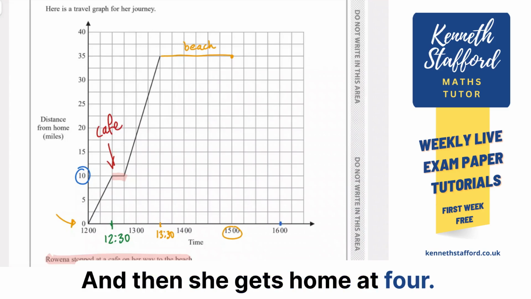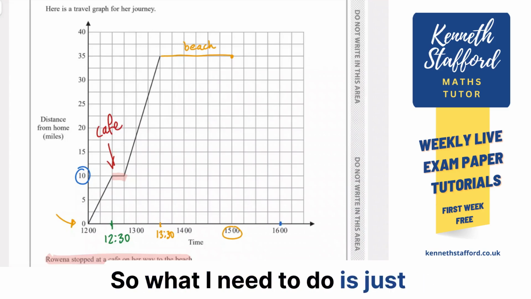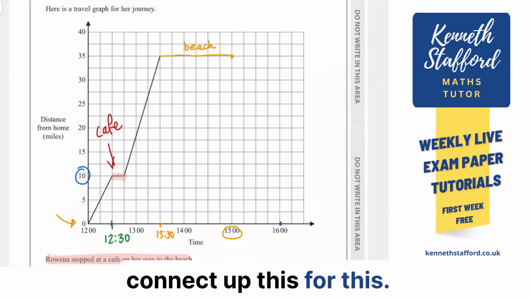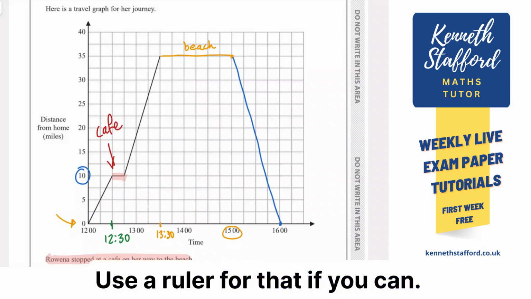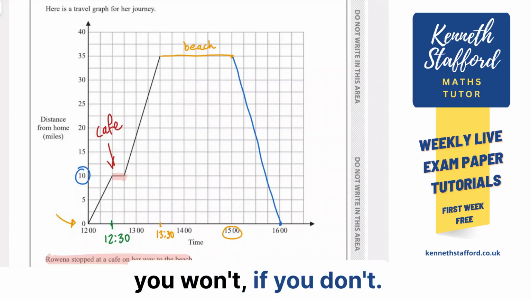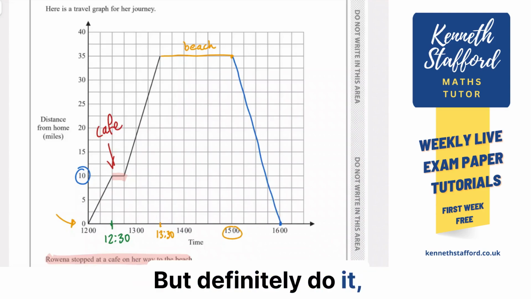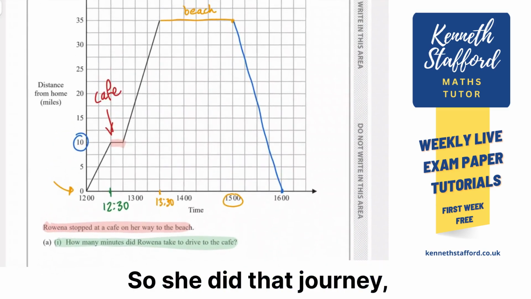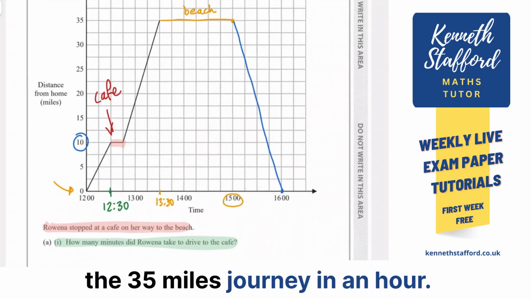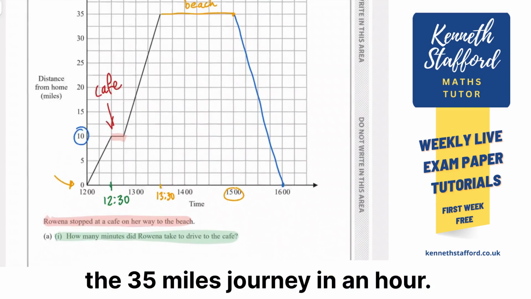And then she gets home at 4. So what I need to do is just connect up this with this. I don't have a ruler to hand, so I'm just going to hand draw my line. Use a ruler for that if you can. I mean, you won't lose the mark if you don't, but definitely do it. And that's that. So she did that journey, the 35-mile journey, in an hour. Okay.